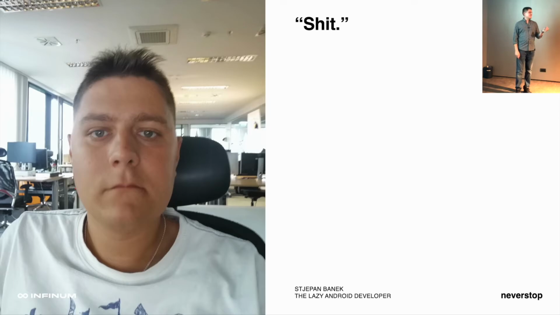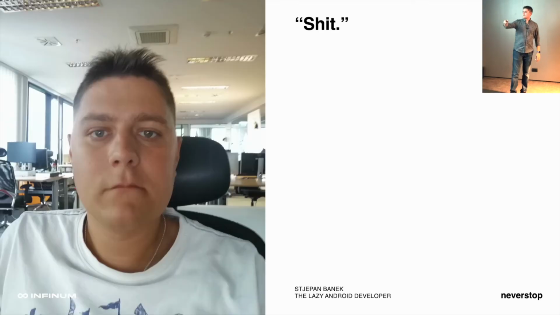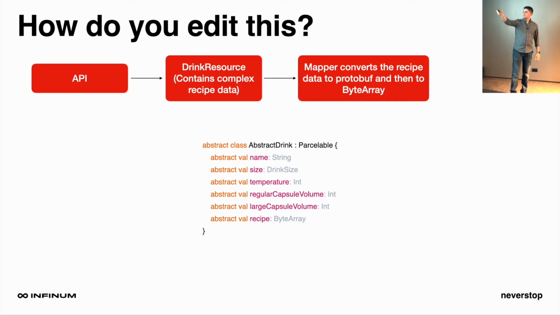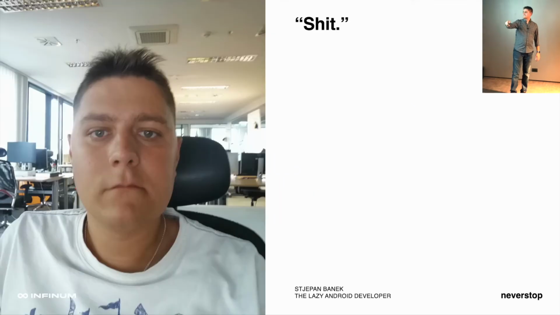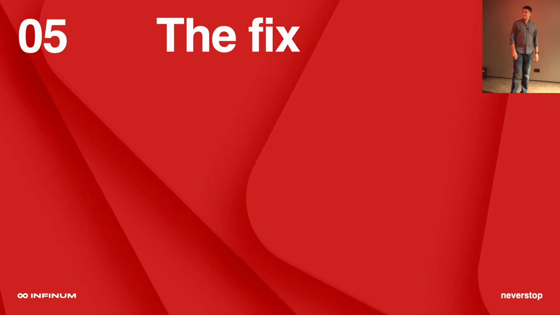Yeah, and by the way, I estimated the feature at 20 hours, because it should have been a simple screen with some sliders for temperature. So I gave an estimation of 20 hours. And the question that I asked here, how do you edit this? The answer to this question is: you don't. So I was wrong from the start. I did it wrongly. So how did I fix it?